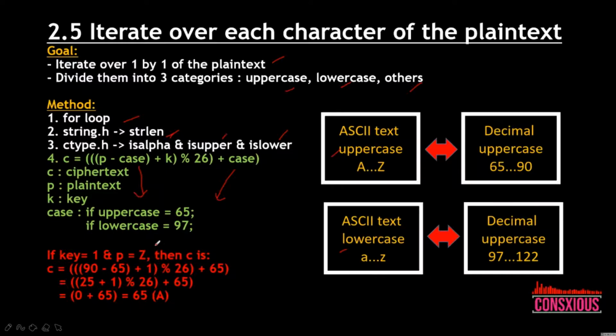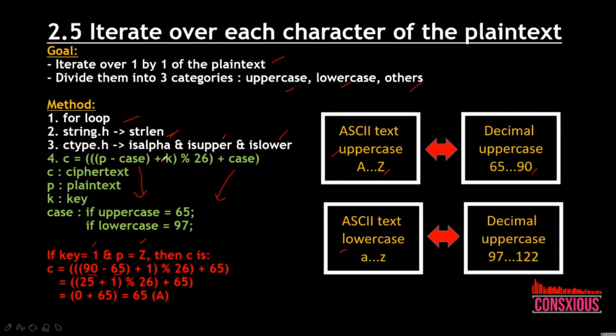So as an example here, we do an exercise. The key is equal to 1 and the plaintext is Z. Then what is C? So using the formula here, as you can see, P is Z, which is 90. So we put the 90 here. Since this is uppercase, we put 65 here.